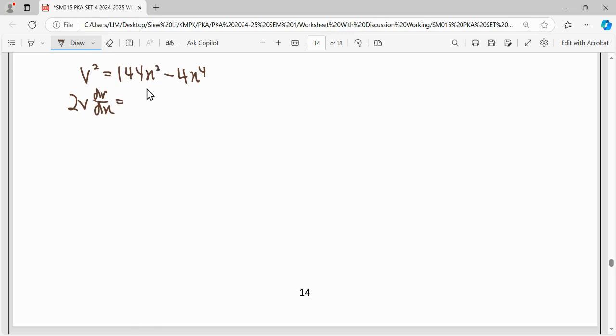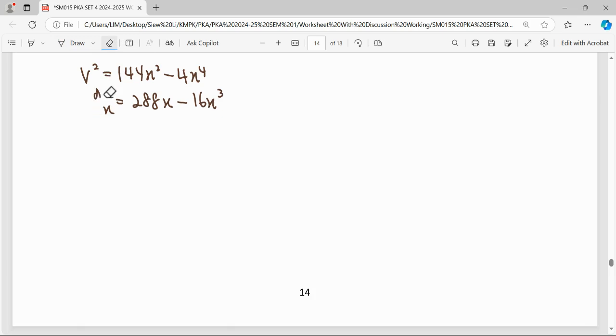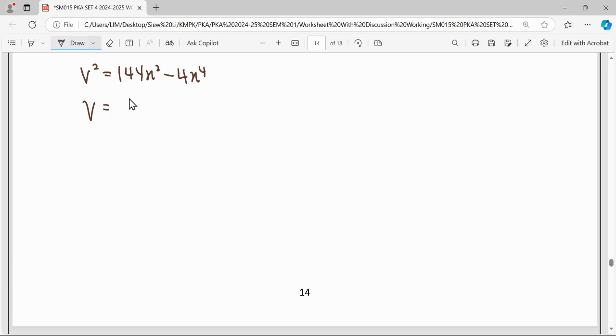Alright, so this one, power move to the front. 288, power minus 1. Power move to the front, power minus 1. V square, you move it, become 1 over 2, kan? Apapun boleh. So it will become explicit again. Okay, kan? You want to do explicit. So dia akan jadi 144x square minus 4x power 4, power 1 over 2. So we ignore the negative. Volume won't have negative. In this context, we can ignore the negative because volume won't have negative.